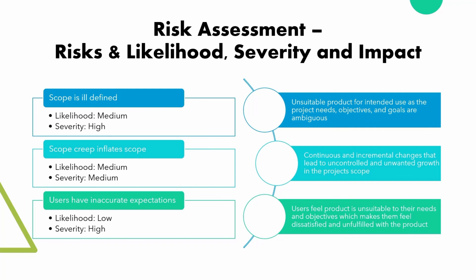An additional potential risk was users having inaccurate expectations of what the Hourglass timesheet system will do. This is relevant to our project, as users might have a preconceived idea on how the software will respond to their requirements, which may not be the same as how it actually will. This is a low probability of occurring, however the severity would be high, as the impact would lead to users feeling dissatisfied with the software as they feel it does not suit their needs.